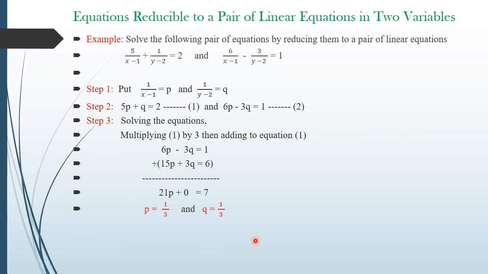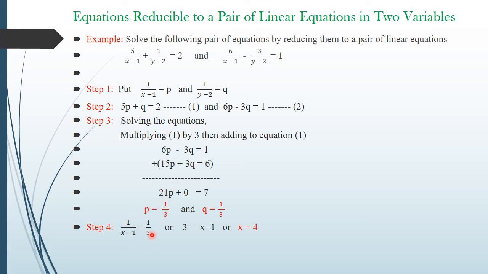You already know how to obtain p and q values by solving with any method. We have discussed this in previous methods. So I got the two values of p and q. Now further, we have assigned 1 by x minus 1 equal to p and 1 by y minus 2 equal to q. So I will put the p value and q value in these substitutions, then I will obtain the x and y values individually. So I get 1 upon x minus 1 equal to 1 by 3, because that is equal to p and the p value is 1 by 3.